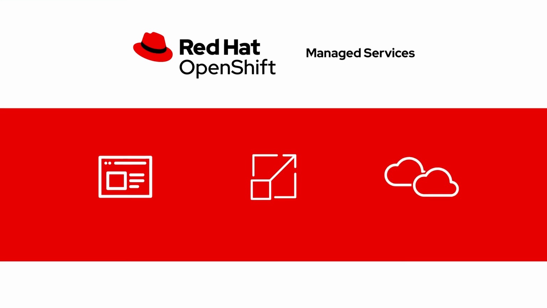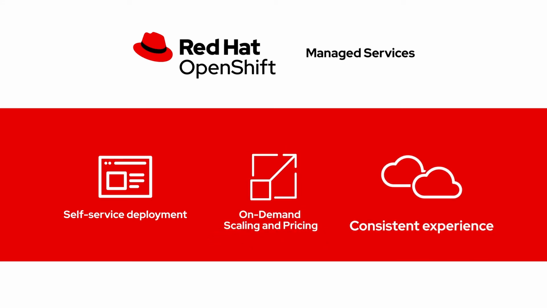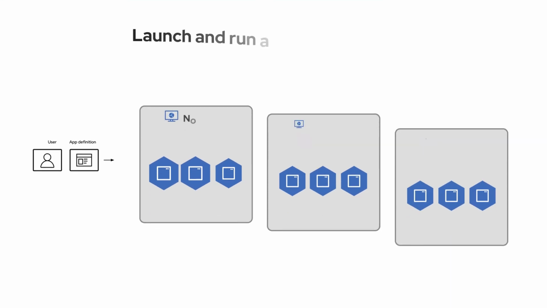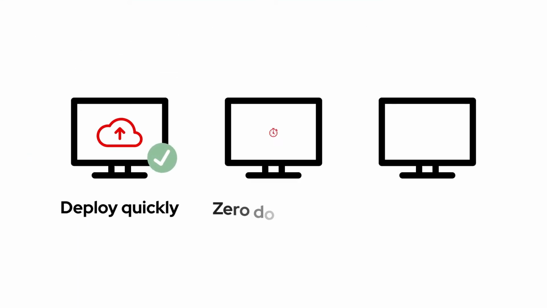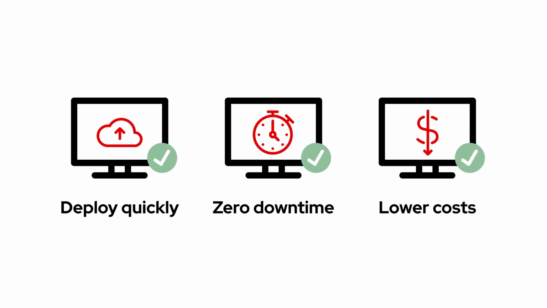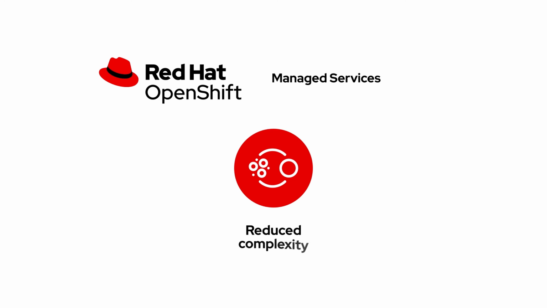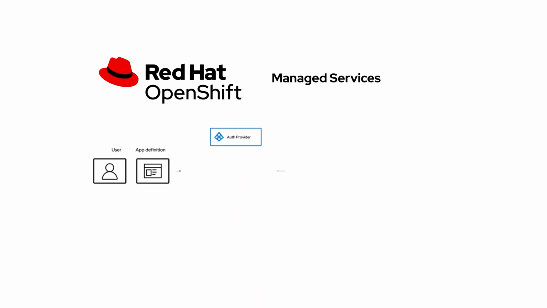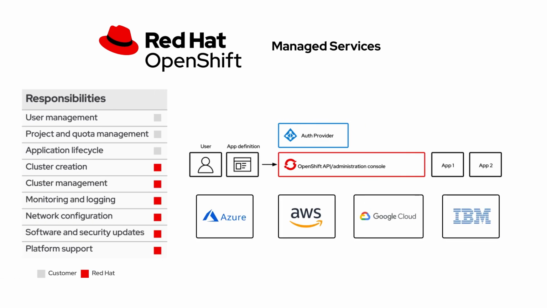All Red Hat OpenShift managed services offer the convenience of self-service deployment, on-demand scaling and pricing, and a consistent OpenShift experience across clouds. This means you can have a cluster up and running in minutes and deploy applications quickly with zero downtime and lower operational costs. Red Hat OpenShift managed services reduce operational complexity so you can focus on quickly building and scaling applications consistently in any cloud.